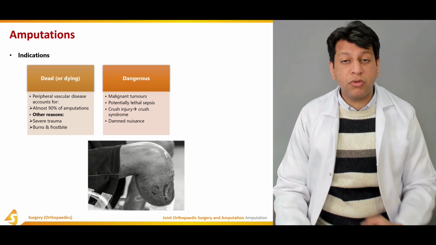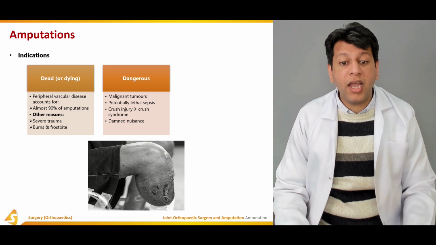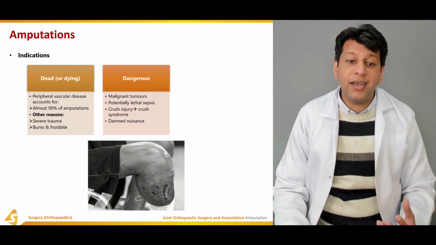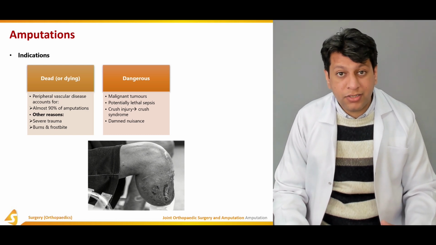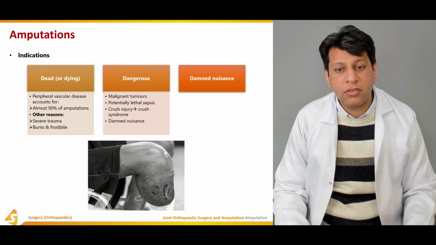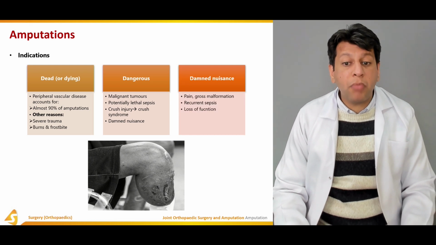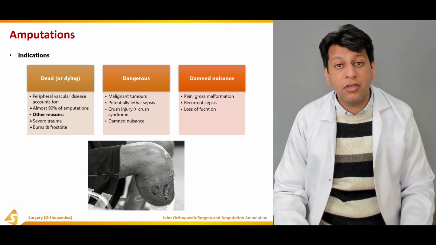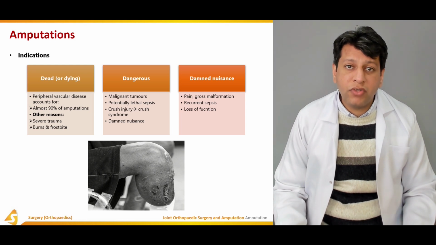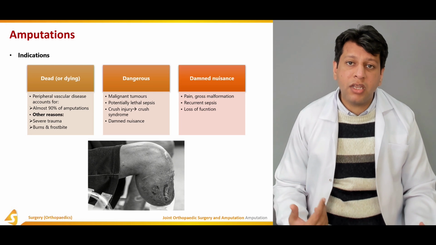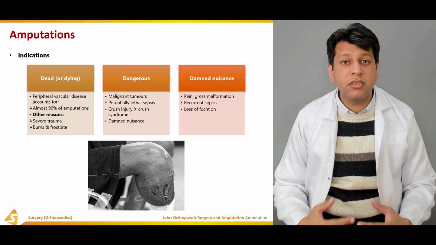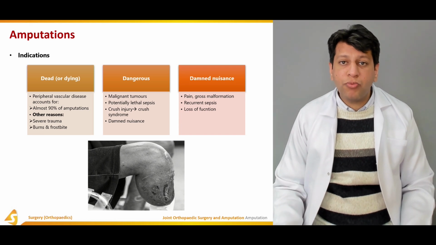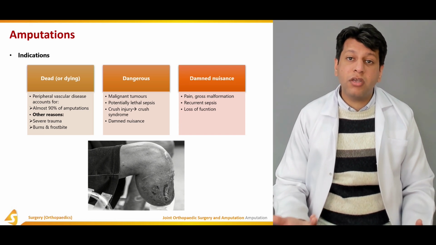Crush injury could be one of these, or it could be a damn nuisance. Now, these are the classical 3Ds, that is deadly or dying, or dangerous, or it could be damn nuisance. For example, if there is a pain or a gross malformation, recurrent sepsis or a loss of function. For example, a patient had nerve injury in which this limb is now a flail limb. He or she actually cannot use it for walking. Then there is no point of keeping that limb.